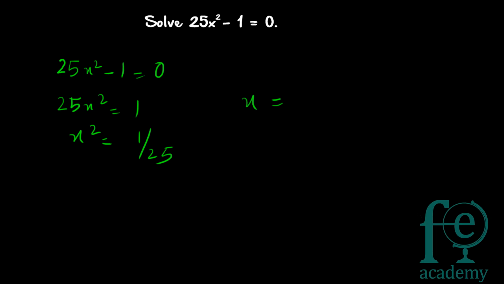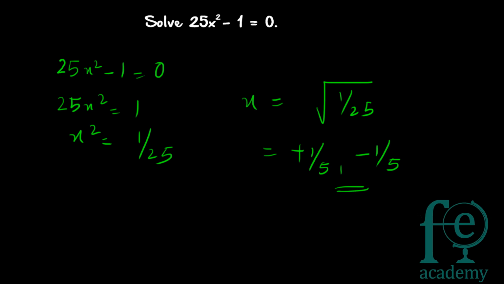So what will be the values of x? x will be equal to root of 1 by 25, which will be giving you plus 1 by 5 and minus 1 by 5. Both will be giving you root of 25 means plus or minus 5. Plus 5 into plus 5 will also be giving you 25. Minus 5 into minus 5 also will be giving you 25. So your answer is x is equal to plus 1 by 5 and minus 1 by 5.